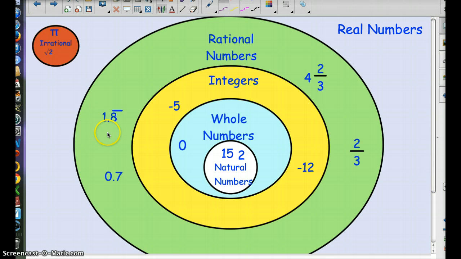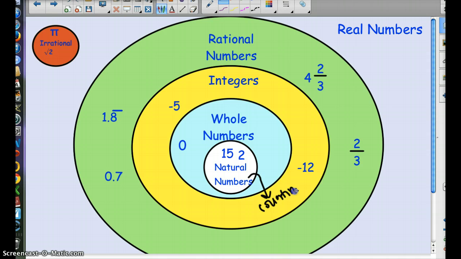All right, so in this graphic, you're going to see what each of these categories looks like. Natural numbers, 1, 5, and 2 are examples of natural numbers. Natural numbers are your counting numbers. Whole numbers are your counting numbers that include 0. So the only thing we're adding to this is 0 right here.